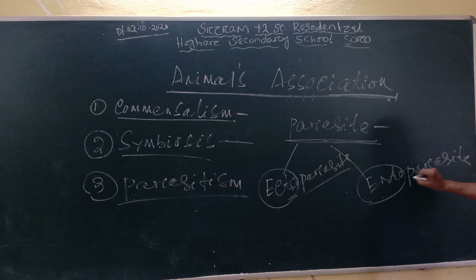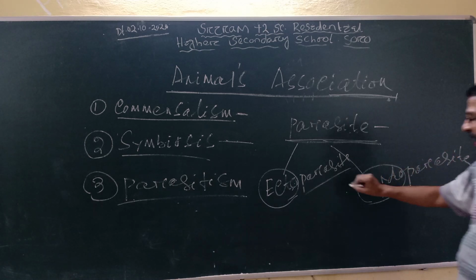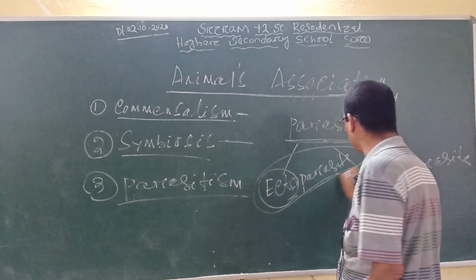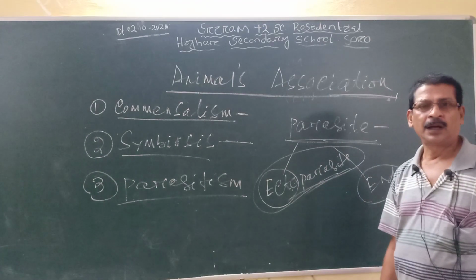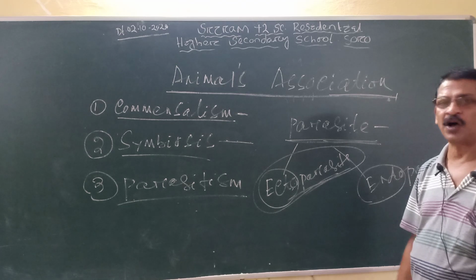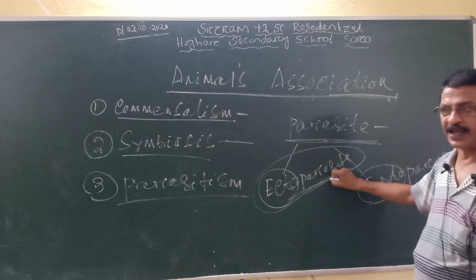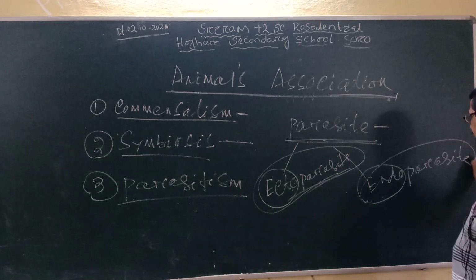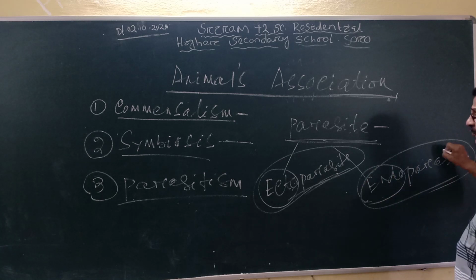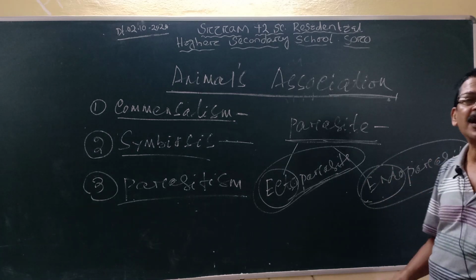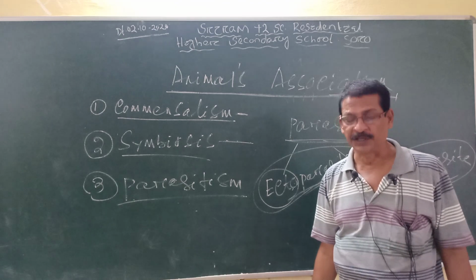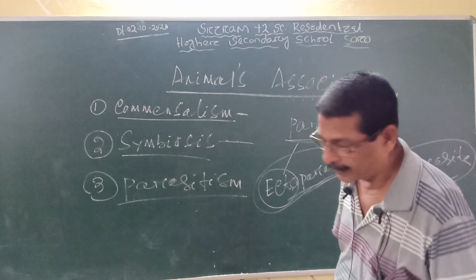Inside the host body, they are called endoparasites. Ectoparasites are the parasites who live on the outer surface of the host body, and endoparasites are the parasites who live in the inner region of the host body. So this is ectoparasite and endoparasite.